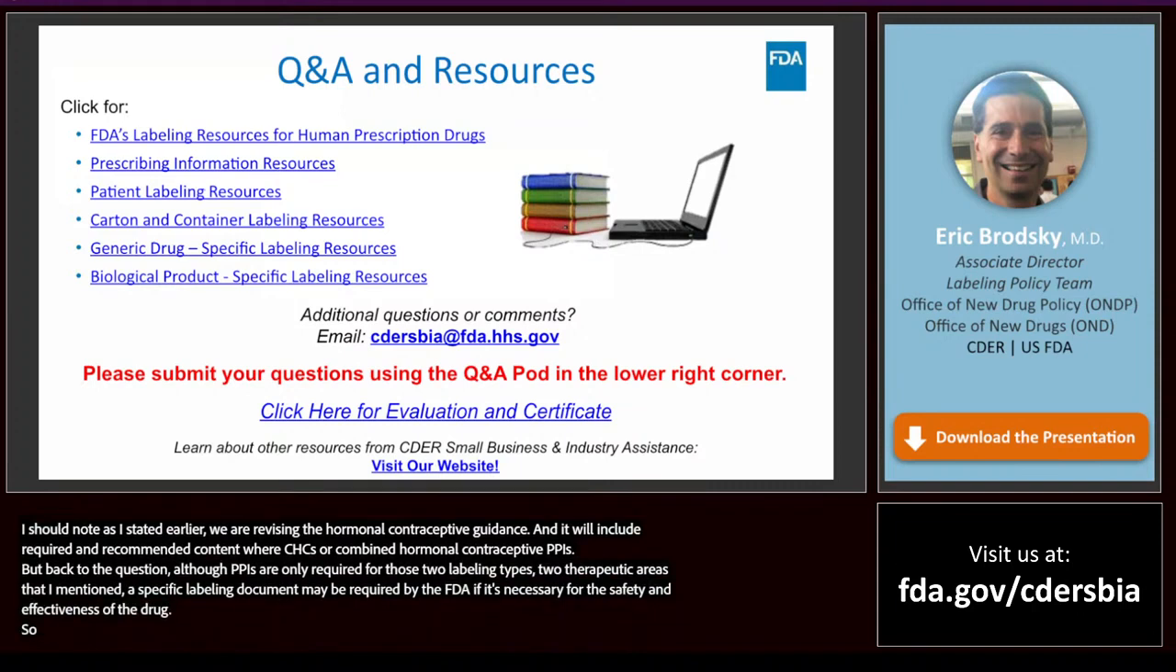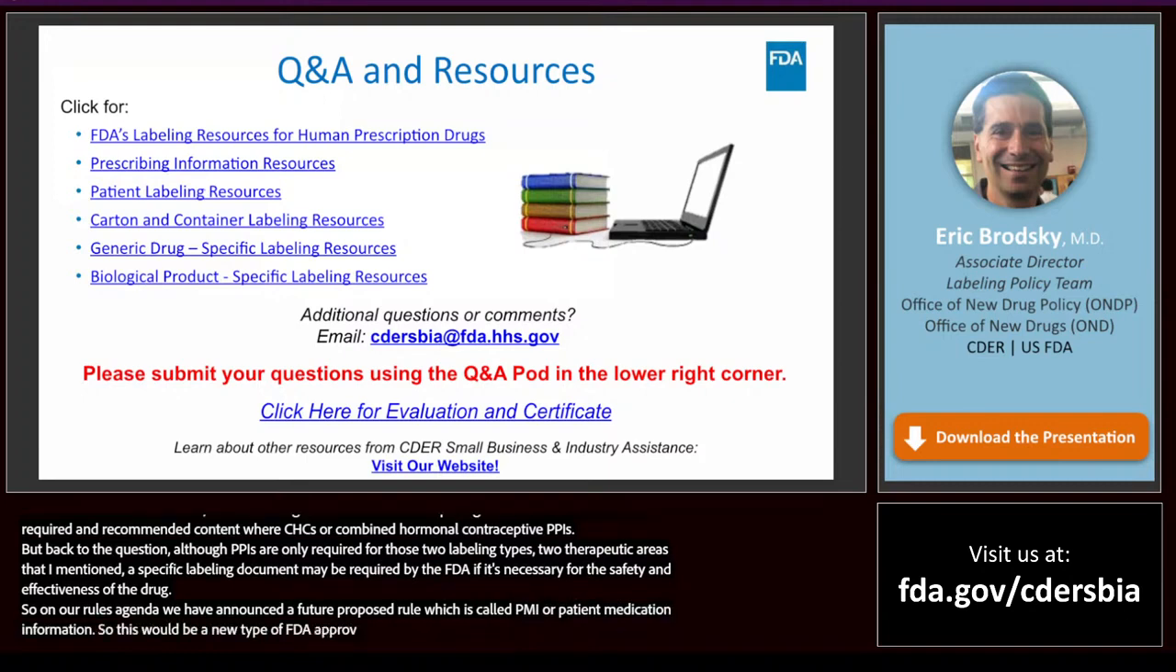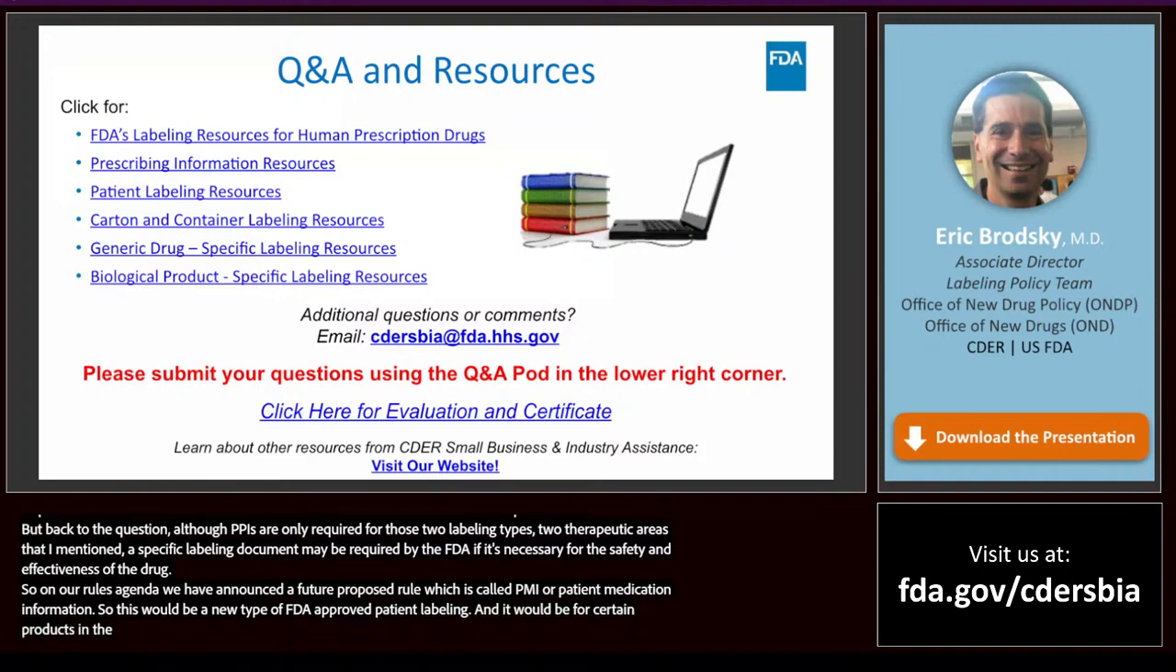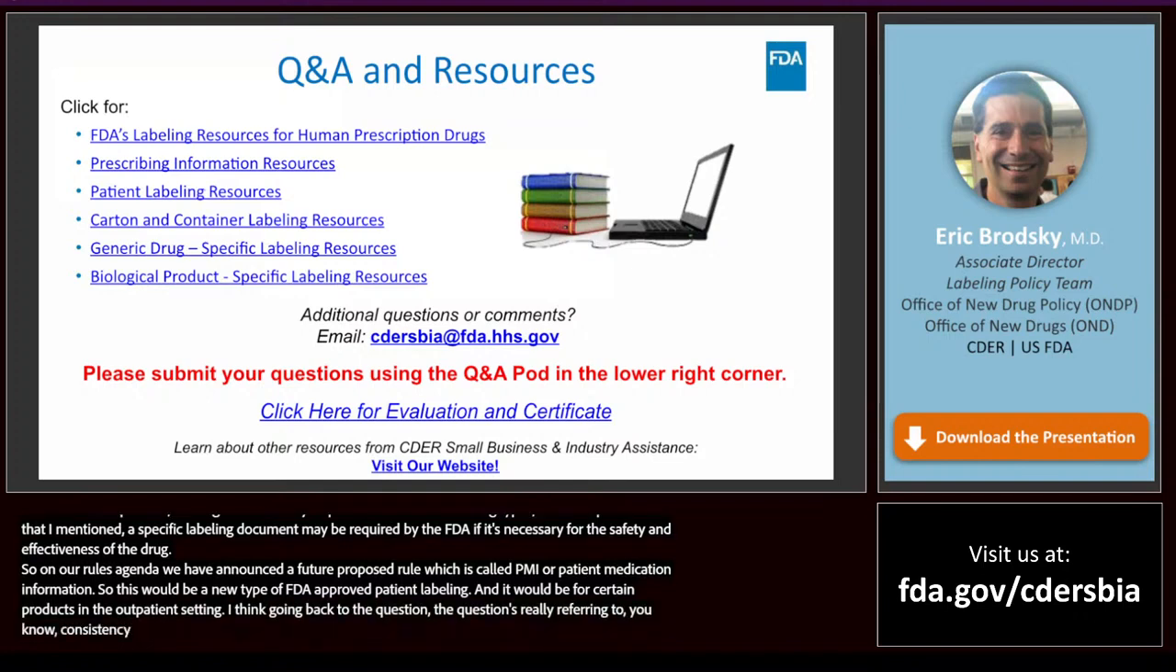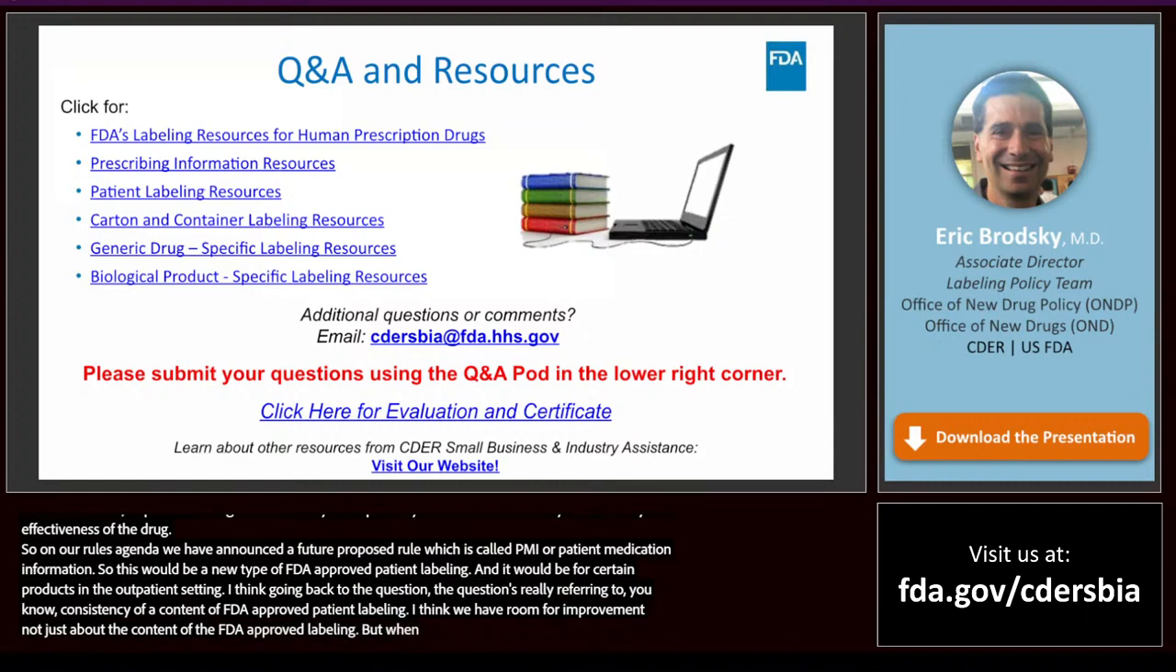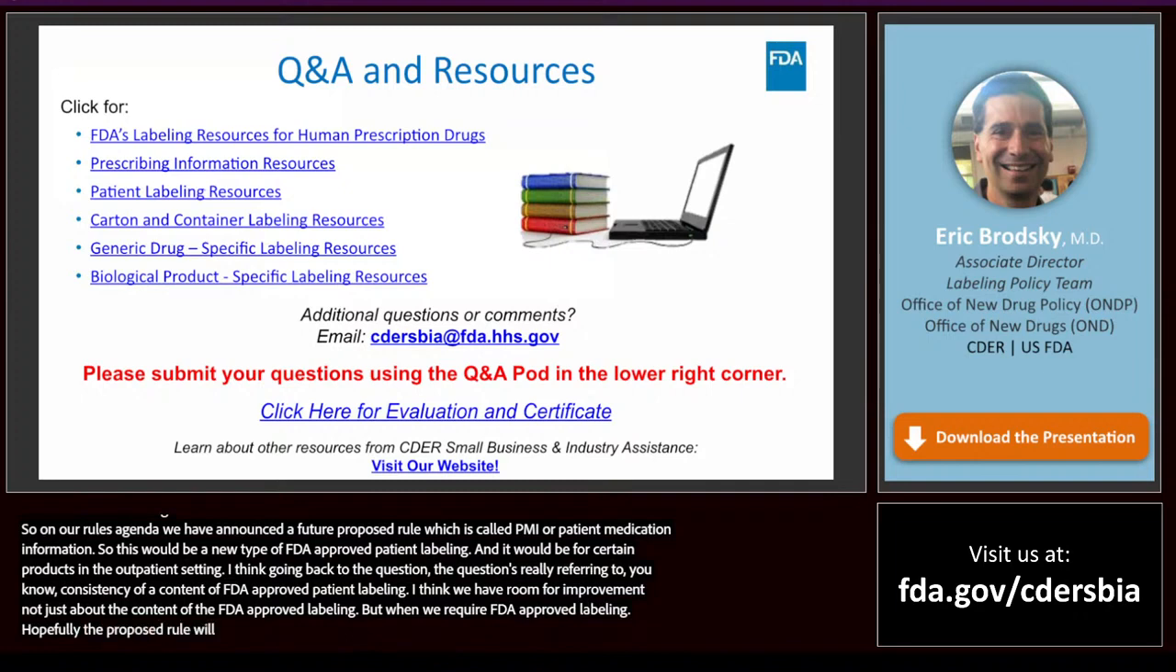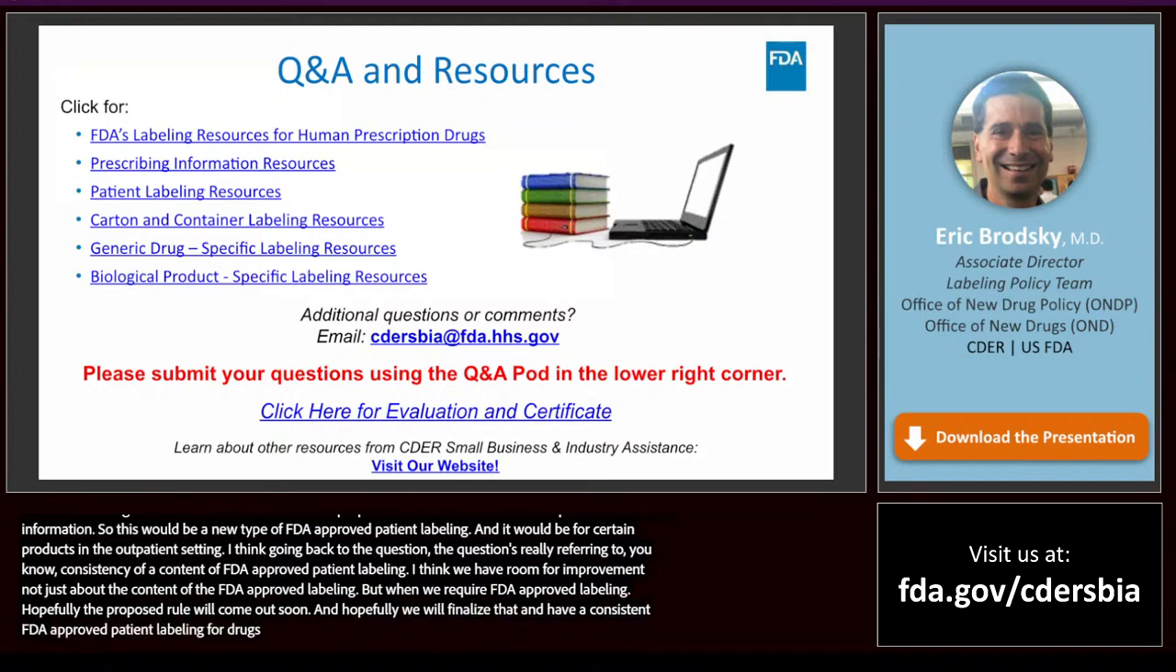So, on our rules agenda, we've announced a future proposed rule which is called PMI, or Patient Medication Information. This would be a new type of FDA-approved patient labeling, and it would be for certain products in the outpatient setting. I think the question is really referring to consistency of the content of FDA-approved patient labeling. And I think we do have room for improvement, not just about the content of the FDA-approved labeling, but when we require FDA-approved patient labeling. So hopefully, the patient medication information proposed rule will come out soon, and hopefully we will finalize that and have a consistent FDA-approved patient labeling for drugs that are used on an outpatient basis. Thank you.